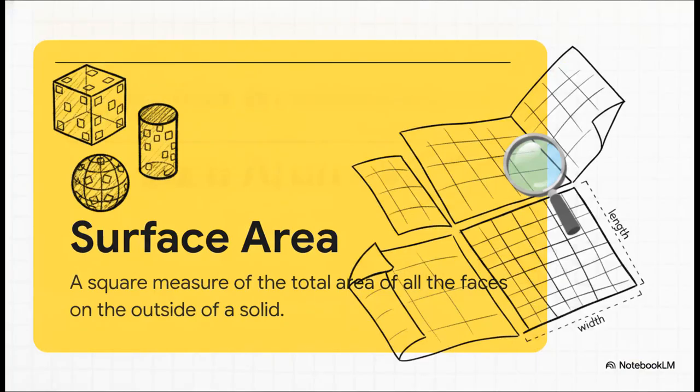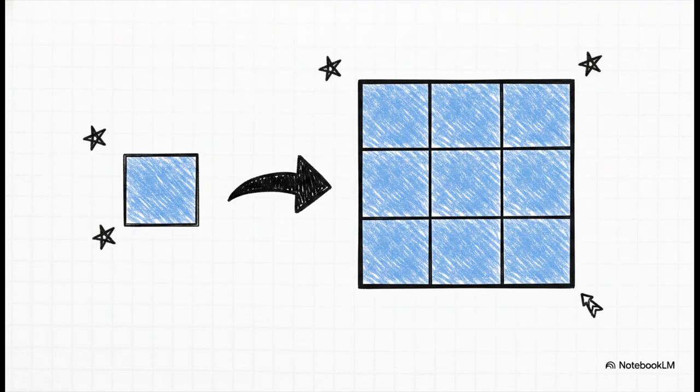So once we have a solid, we've got to think about its surface area. By definition, surface area is a two-dimensional square measure representing the total area of all the faces on the outside of a solid. A great way to picture this is the exact amount of wrapping paper you'd need to perfectly cover a box. Because we're covering a flat surface, even if it's wrapped around a 3D object, we are fundamentally dealing with just two dimensions, length and width. And that brings us to the squared rule.